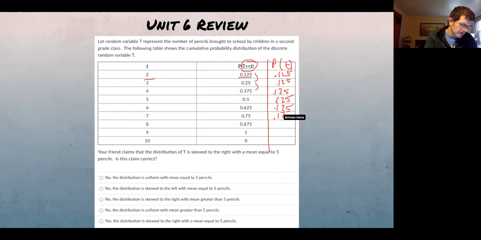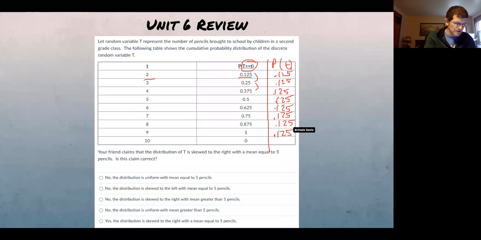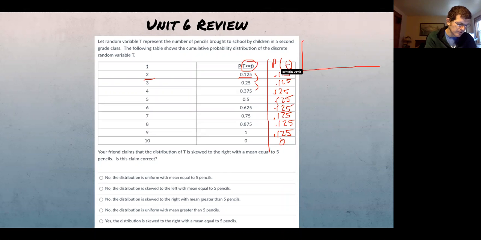And what this is showing us is that if we created a histogram to show the probability, like a probability function to show what this distribution looks like, we'd see that every single outcome, except for the last one, that one's 0. Every single outcome except the last one right here has the same probability of happening. So it's a uniform distribution. All right, so your friend claims that the distribution is skewed to the right. Well, it's not. So we know that it is uniform. So this one's uniform, everything else we can cross out.